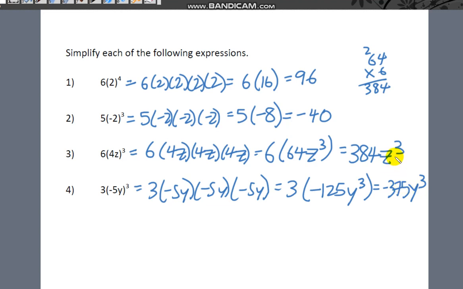Okay, and that's pretty much it for this video. The main thing that I want to hopefully drill into your brains by the end of this video is to make sure you follow PEMDAS. So when you're doing PEMDAS, make sure you do the exponent, and then followed by the multiplication.